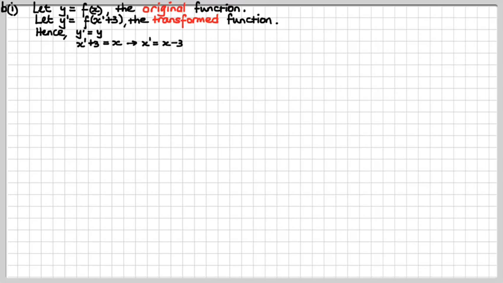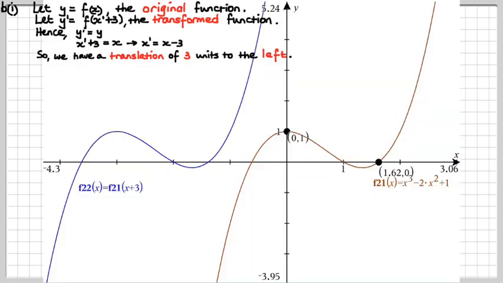Come on, what are we doing? To get from x to x dashed, what do you have to do to x? You've got to take 3 off it, or move it 3 units to the left. And there's the graph. This one is f21 of x, this one's f22 of x, except I've got an x plus 3 there. It's f21 of x plus 3, which moves it over to the left by 3. Yes? It's mighty fine, that's what it is.